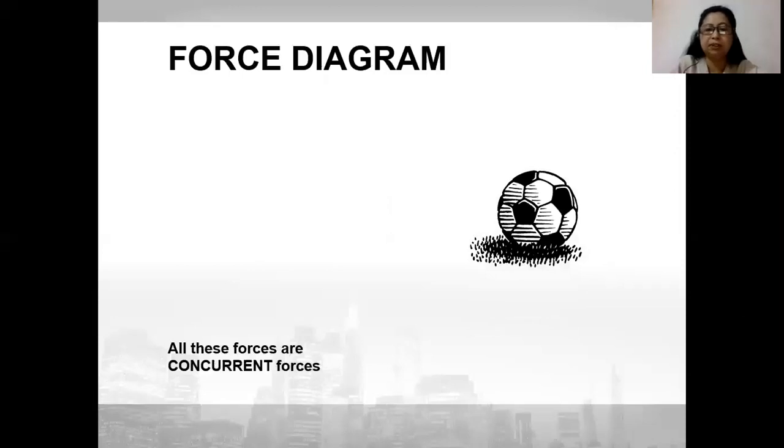Another example is a soccer ball on the surface. If you are going to represent the force diagram, you need to identify first the forces acting on the soccer ball. The gravitational force is directed downward, and the normal force is directed upward. Remember, these two forces are acting on one point, so they are considered concurrent forces.